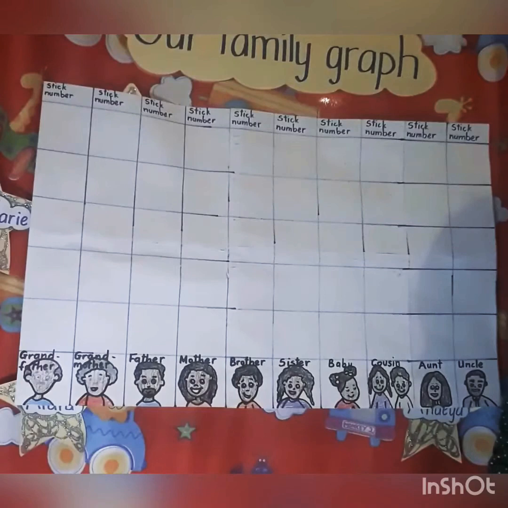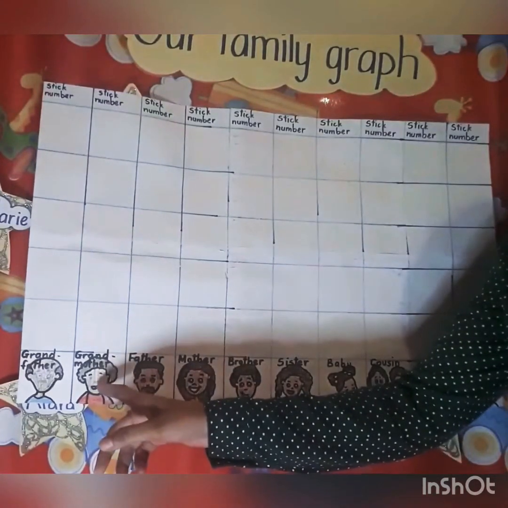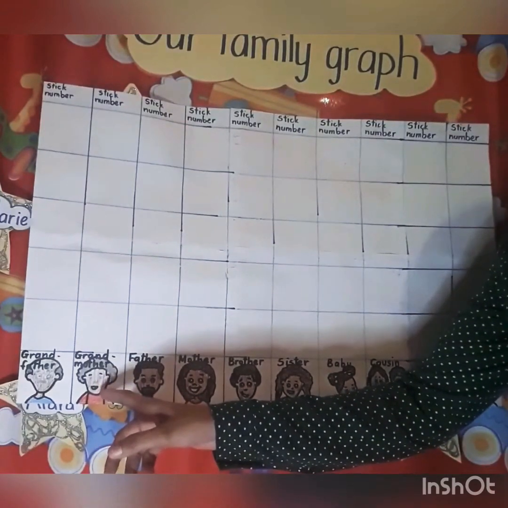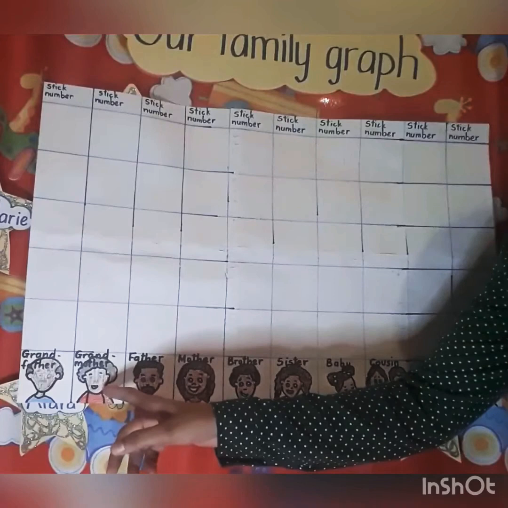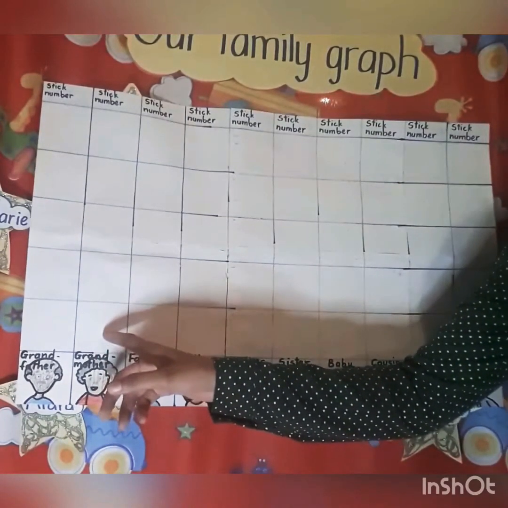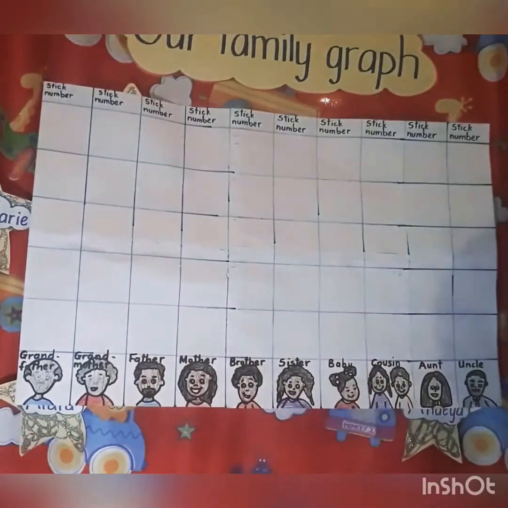Very good. Let's look at the other picture. Who are you seeing here? Grandmother. So if your grandmother lives in the same household as you, what are you going to do? Color the square above grandmother. Alright, let's go.